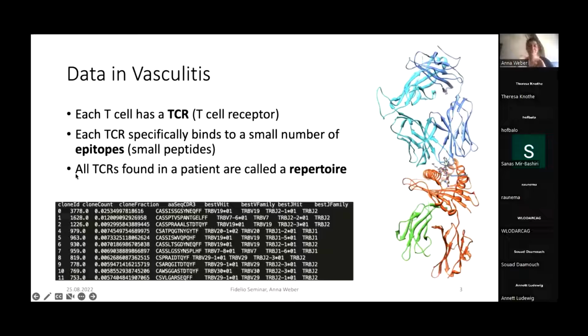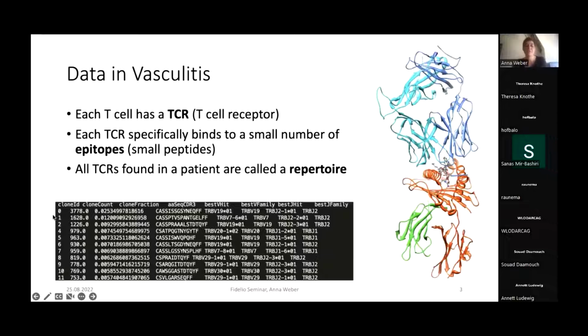Just to give you all the vocabulary that we're going to need: if we look at all the different T-cell receptors that we find in a patient, and there's going to be millions of different ones in each of us, that is called the repertoire. So if I'm talking about repertoires, I mean thousands and millions of T-cell receptors that we find within one patient, and then each T-cell or T-cell clone has one T-cell receptor.